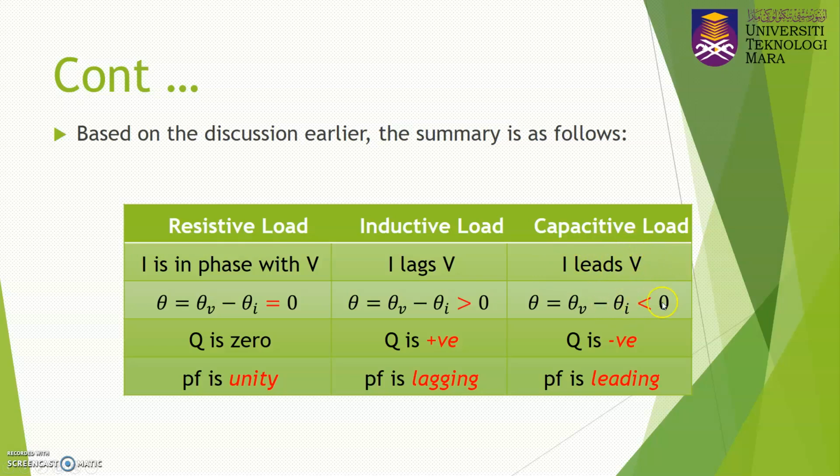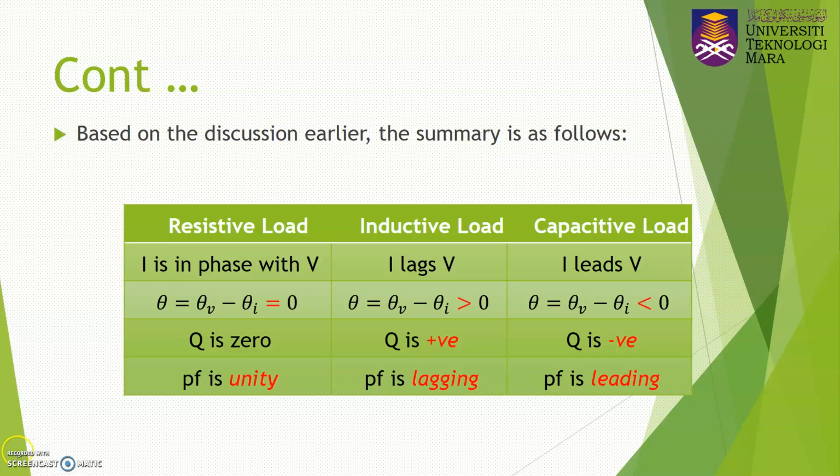So that's why you are getting a negative number here. It's less than 0. So when it's a negative number, Q is negative. In this case, power factor is leading. Why leading? Because current leads voltage. So power factor is leading. Here, current lags voltage, so power factor is lagging. So that's how you remember.